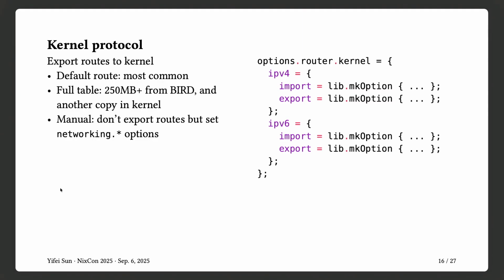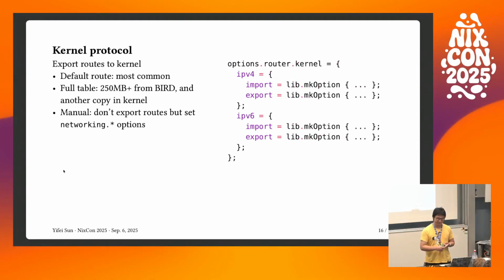And for me, I'm using a very small VPS. It only has 1 gig RAM. If I have a full copy of the routing table from BIRD, and also I export it to kernel, it just blows up. Can't do that. So you can also go with manually adding routes with networking configurations in the NixOS options, or you can add some scripts like inside the activation process or network local setup target.